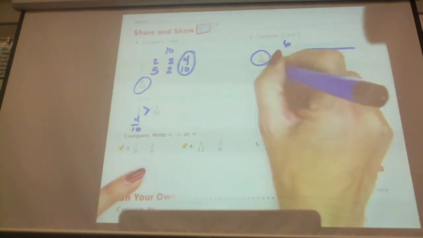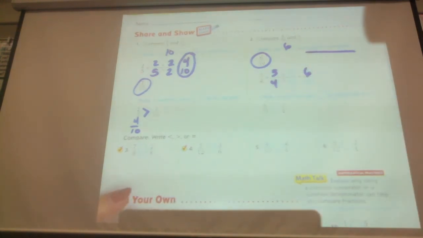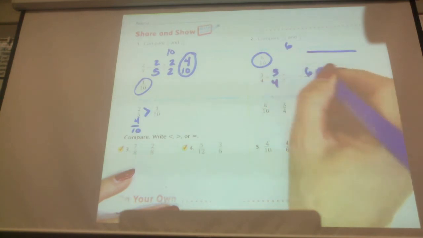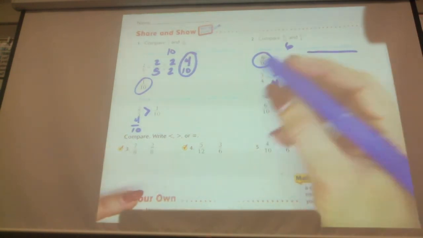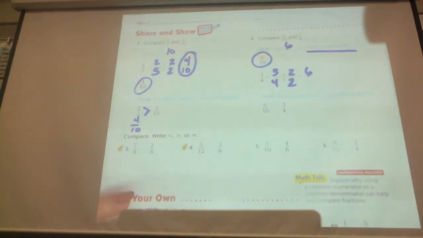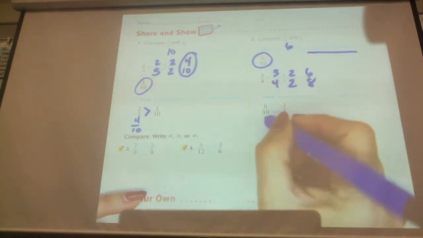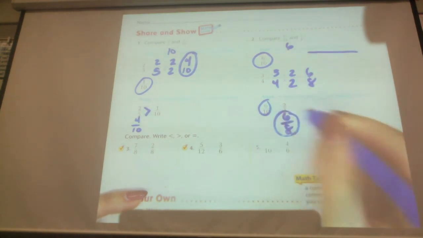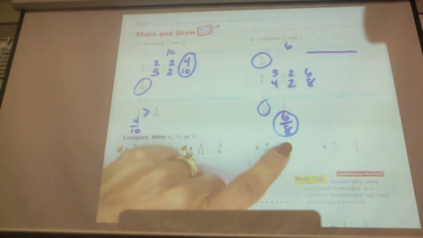We want this 3/4 to be changed to 6 something. So 3 times what number equals 6? 2. So if I multiply the numerator by 2, I have to multiply the denominator by 2. 4 times 2 is 8. I have 6/10 and this is 6/8. These are smaller pieces. These are bigger pieces.